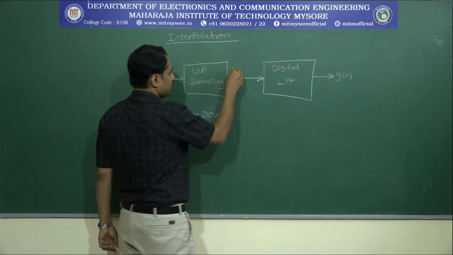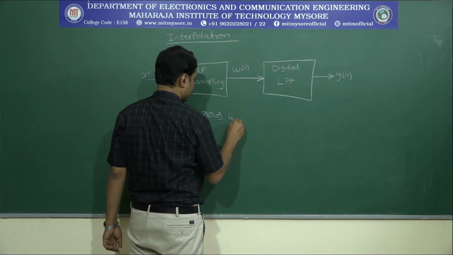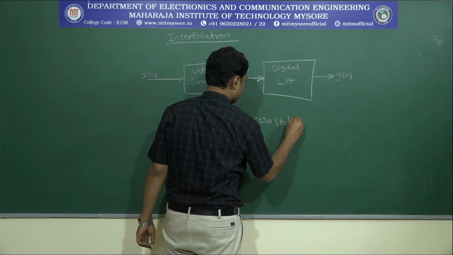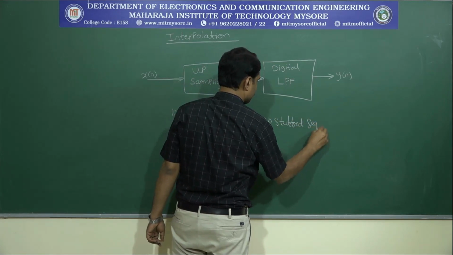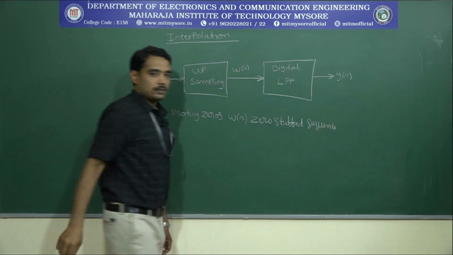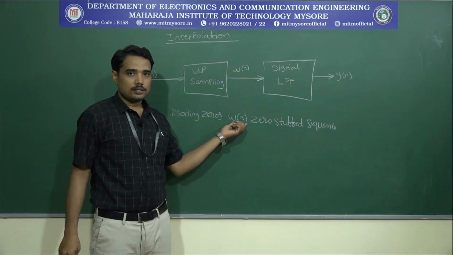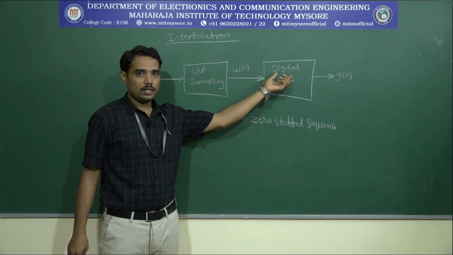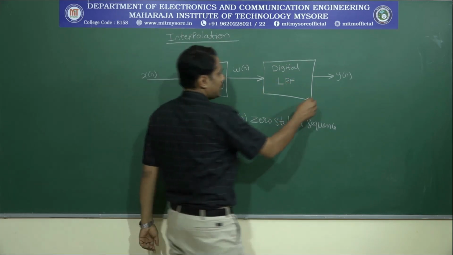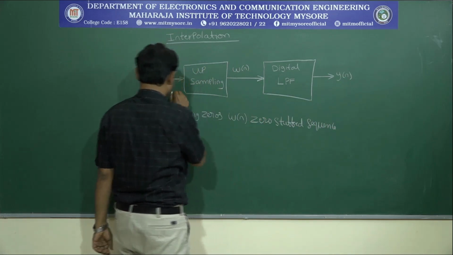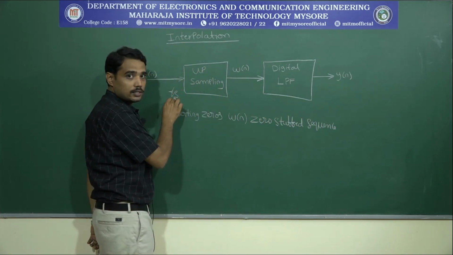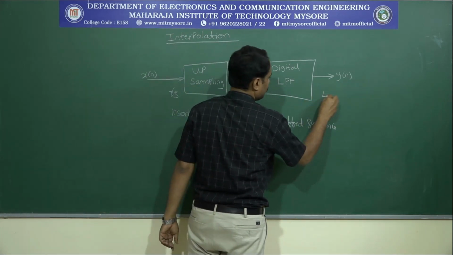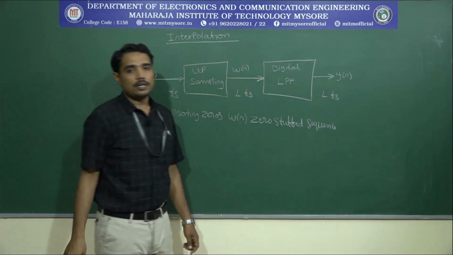To get the w of n sequence, that is the zero stuffed sequence. After getting the w of n sequence, that is the zero stuffed sequence, then we have to pass it through a digital low pass filter to get the output y of n. Here we have fs, that is the sampling frequency, L into fs, here also L into fs. L is the interpolation factor.